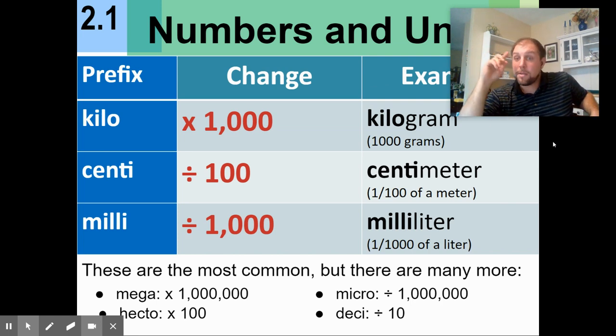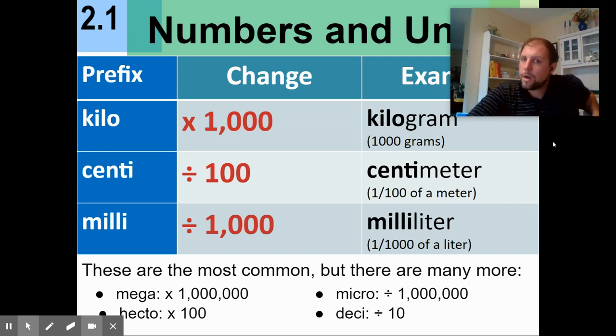Centimeter. A centimeter is 1/100th. You put centi in front of something to divide it by 100. You put milli in front of it to make it 1/1000th. Now there's other prefixes. Other prefixes do exist, they just aren't as common.